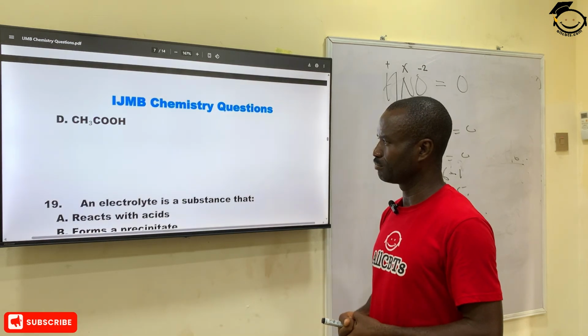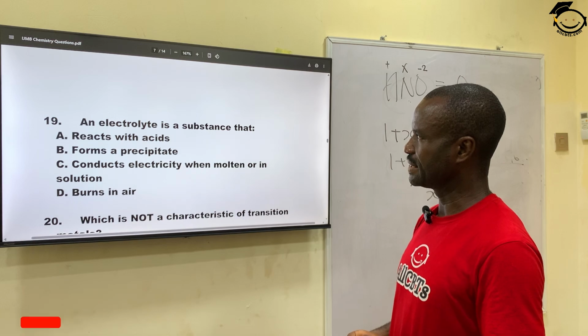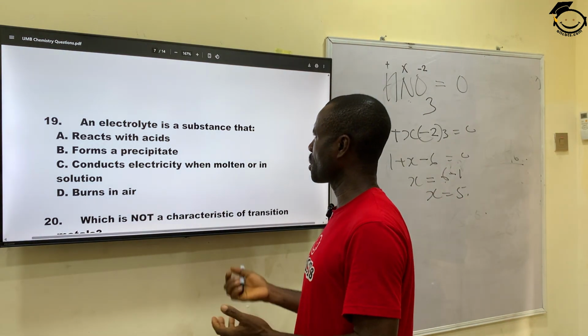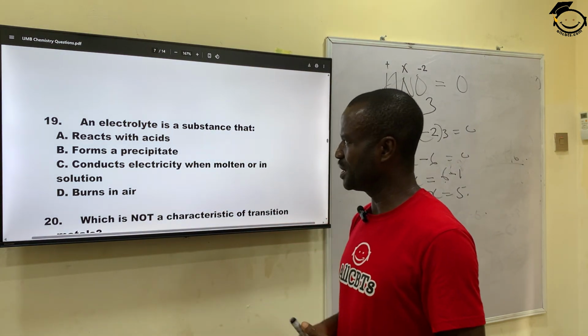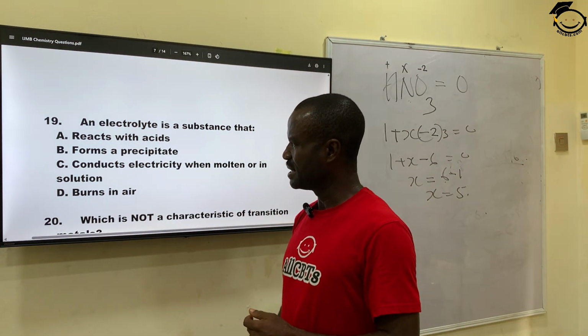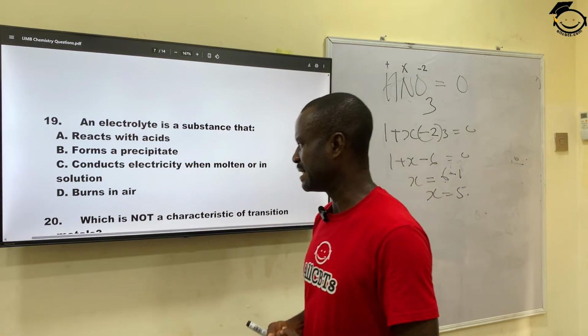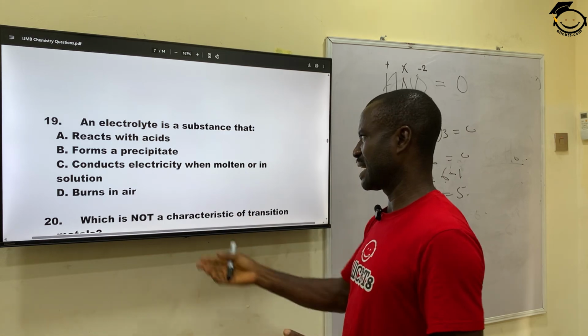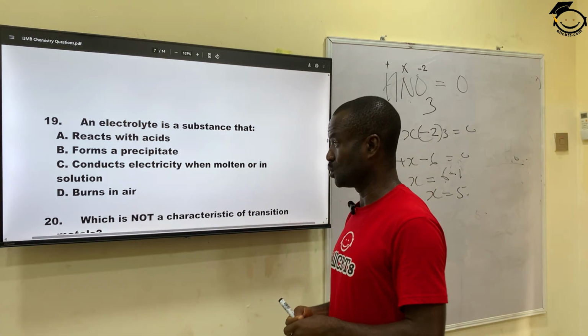All right. Question 19. An electrolyte is a substance that: A, reacts with an acid, B, forms a precipitate, C, conducts electricity when molten or in solution, then D, burns in air. The correct answer is C. An electrolyte will always conduct electricity either in molten or in solution.